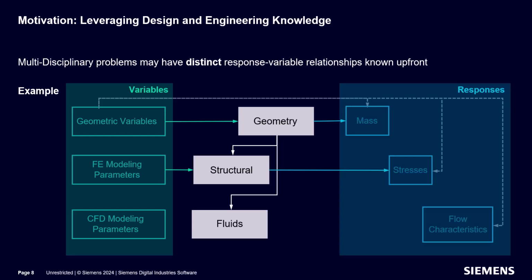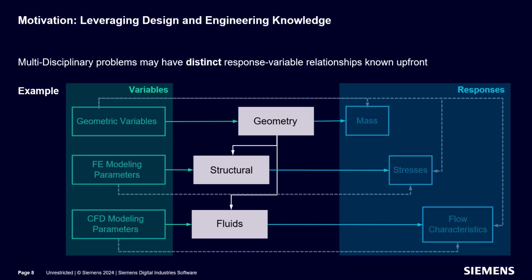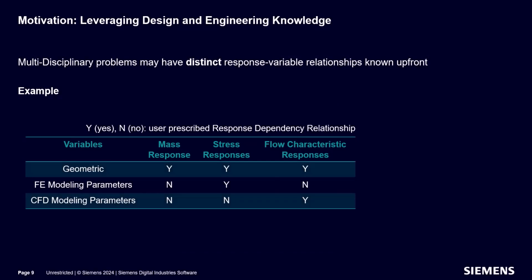As such, we can define an explicit relationship to give this additional information to HEEDS, in the hopes it saves HEEDS time from having to figure that out itself. Likewise, the same is true that the CFD modeling parameters only impact the flow characteristics. And we can give this additional information to HEEDS in the form of what we call a response dependency relationship. By using response dependency relationships, the user can prescribe known relationships to HEEDS to save HEEDS having to figure them out.